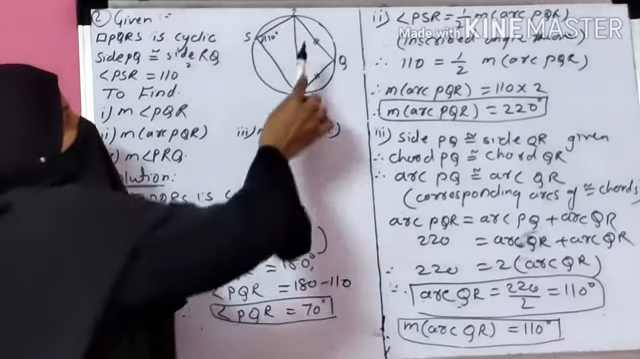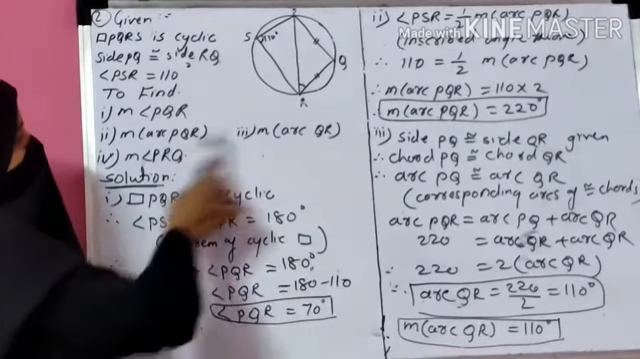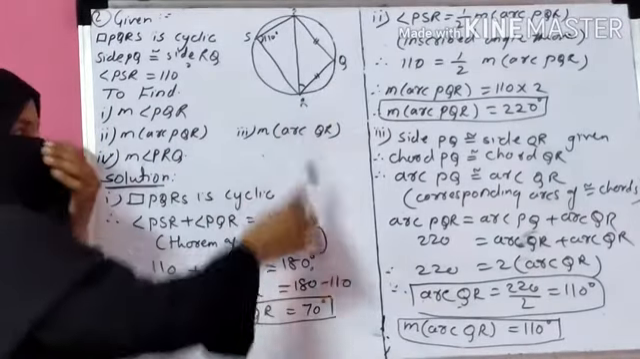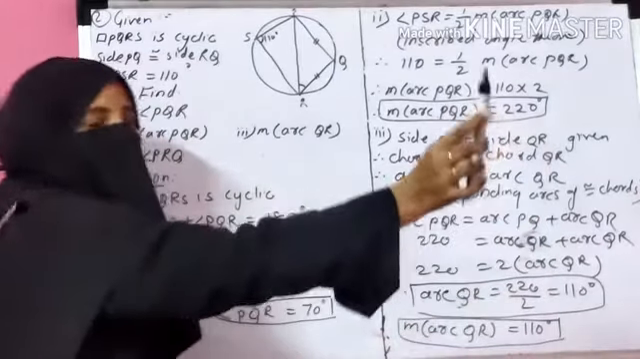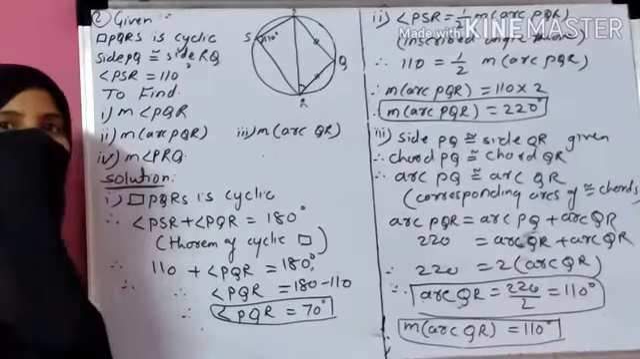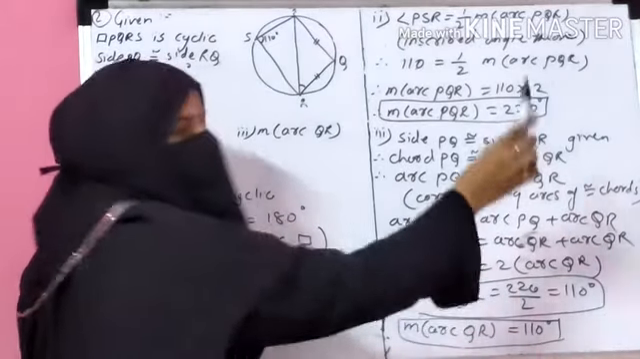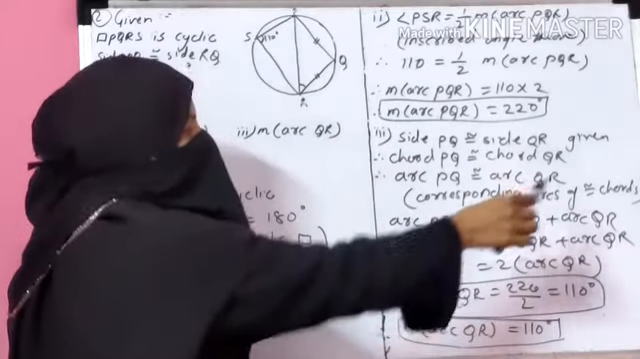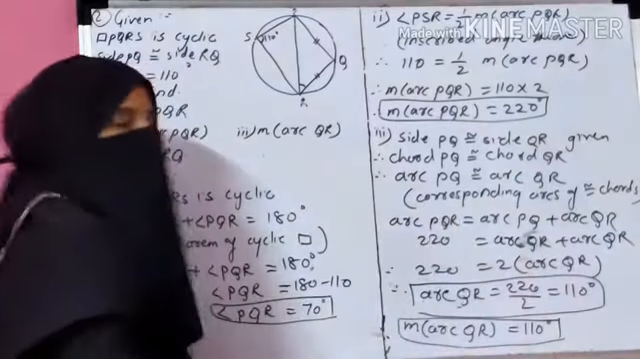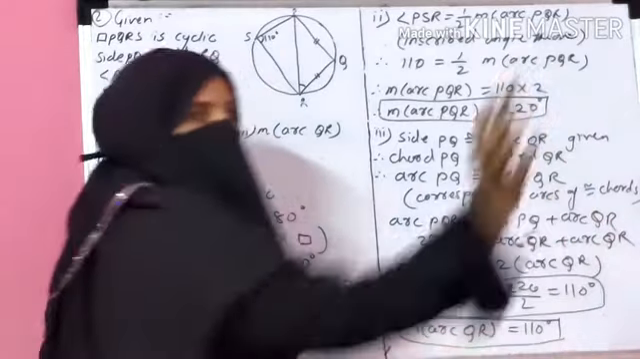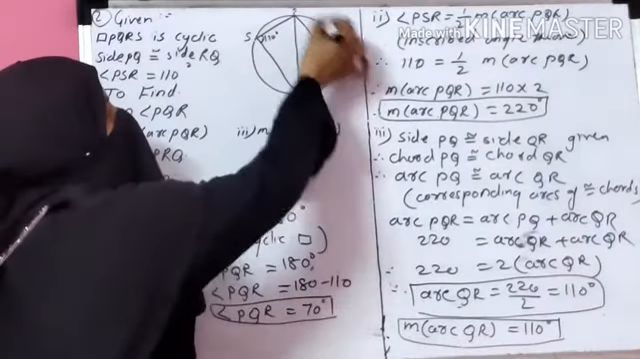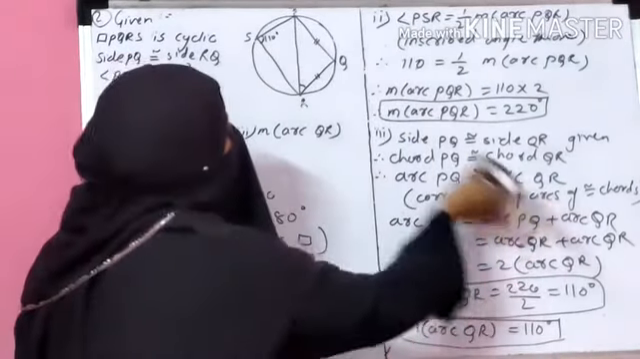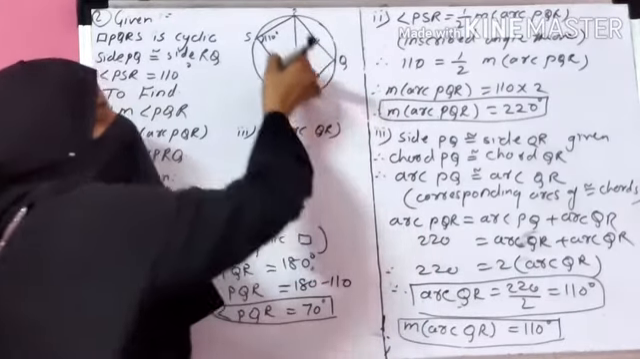Okay. Now the third one is you have to find measure of arc QR. But here given is side PQ is congruent to side QR. Sides of the quadrilateral are nothing but the chords of the circle. So chord PQ is congruent to chord QR. If the chords are congruent, then their corresponding arcs are also congruent. So arc PQ is congruent to arc QR, corresponding arcs of congruent chords. If you add PQ and QR, then you get your whole arc, that means PQR.